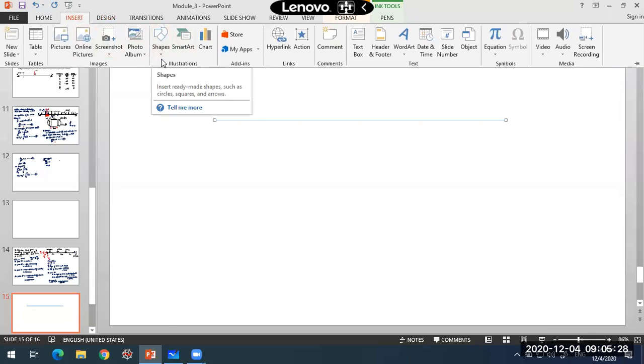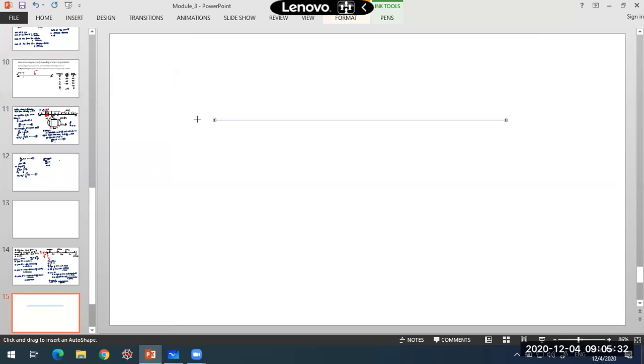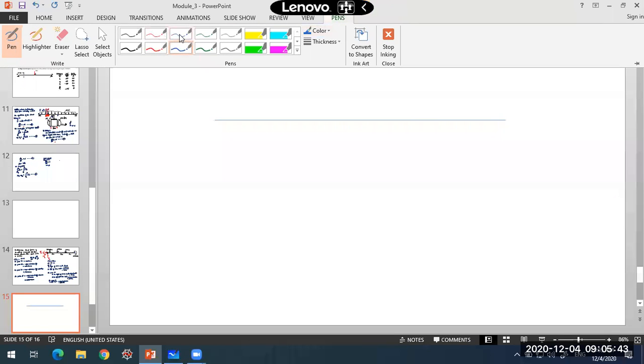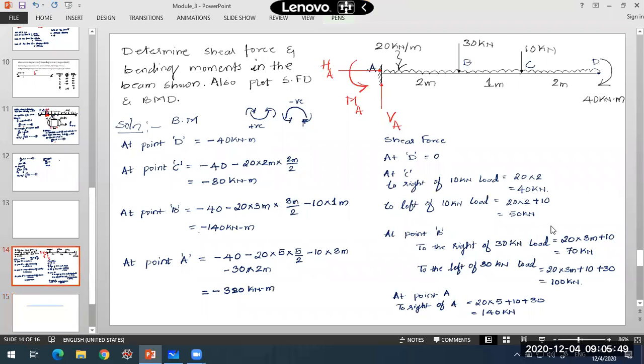Now for that purpose what I'll do is I'll first take the plotting of shear force diagram. So I can start with D. Shear force here it is 0. So when I come to point C, what was happening to the shear force? The value of shear force at point C, I have it as 40 and 50.